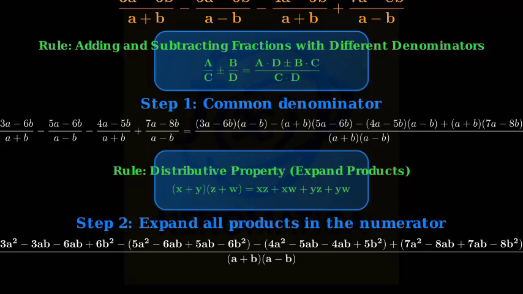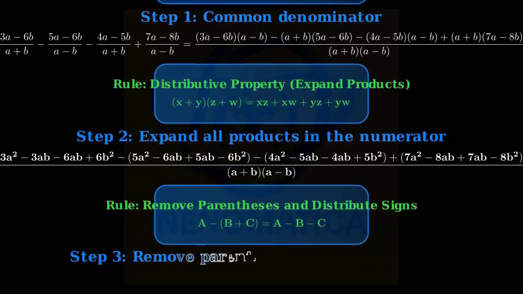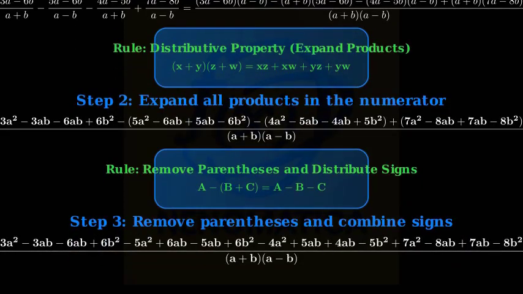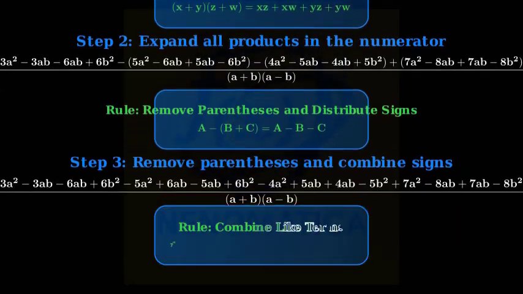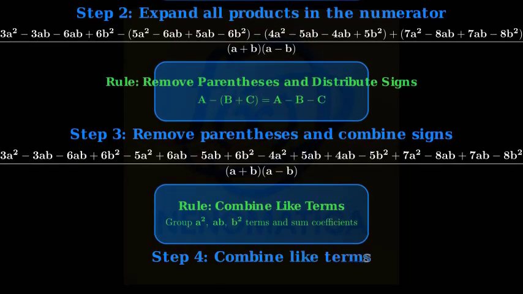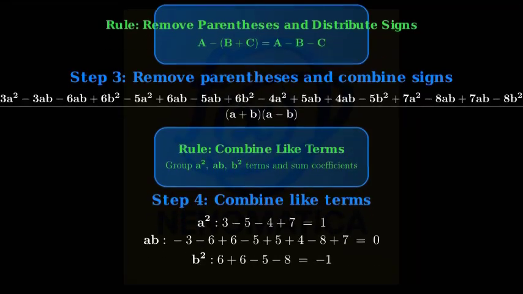Step 3. Remove parentheses and combine like terms carefully with correct signs. Rule reminder: group like terms for a squared, ab, and b squared, then add their coefficients. Step 4. Combine like terms in the numerator. Rule reminder: difference of squares factors as (a plus b) times (a minus b). Step 5. Factor the numerator and cancel with the denominator to get 1.